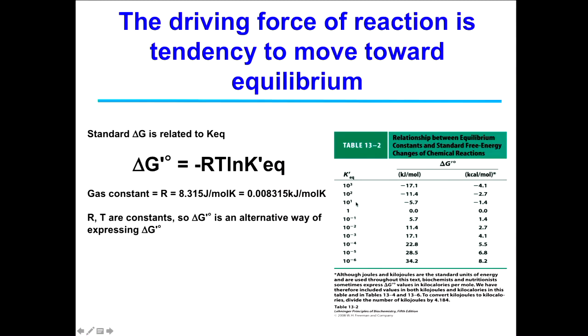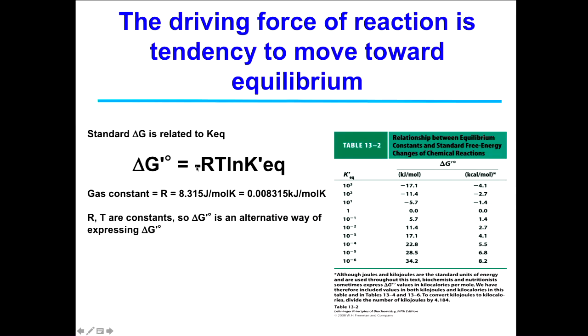Okay. If you have a very, very small number, remember like 10 to the minus 1, 10 to the minus 4, these are very small numbers, right? Very, very small numbers. Plug that into K prime equilibrium. The natural log of that is going to be negative.